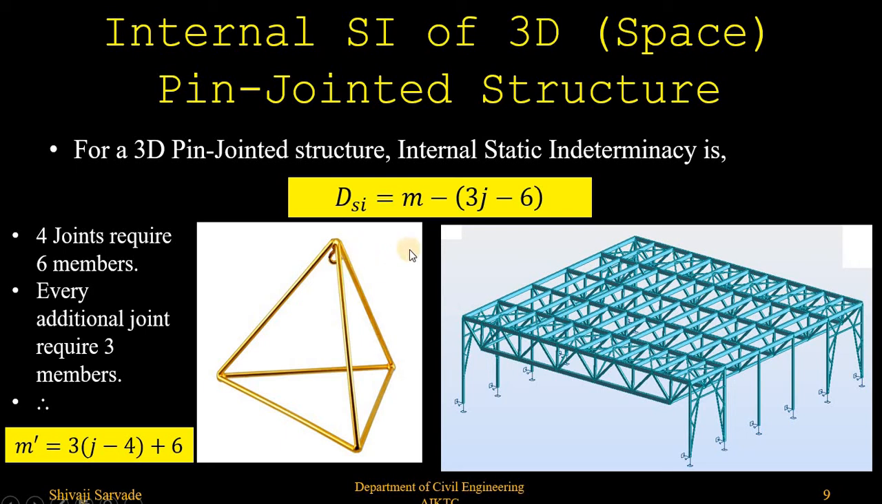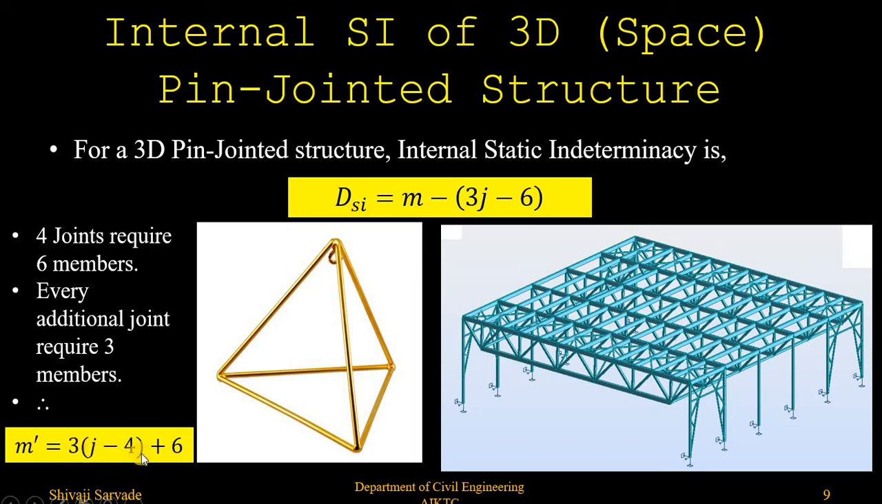Now if I wish to connect another joint, rather another member, I will require 3 additional members. Therefore, if I put this in the form of m dash, that is the number of members required to preserve the geometry, it is nothing but 3 members. Every additional joint requires 3 members to connect.